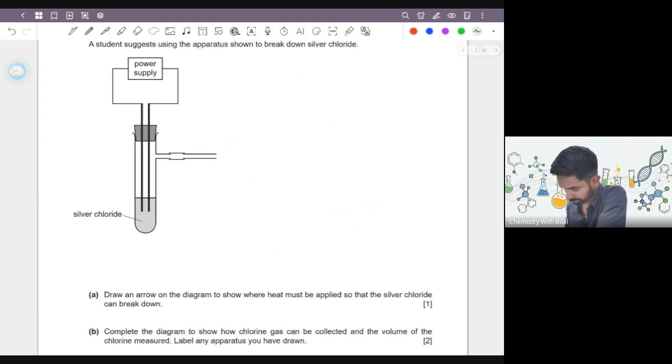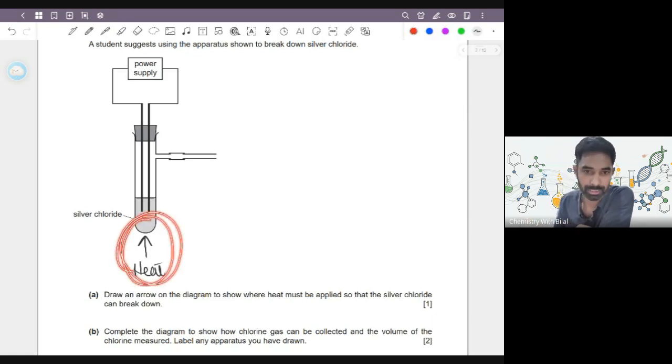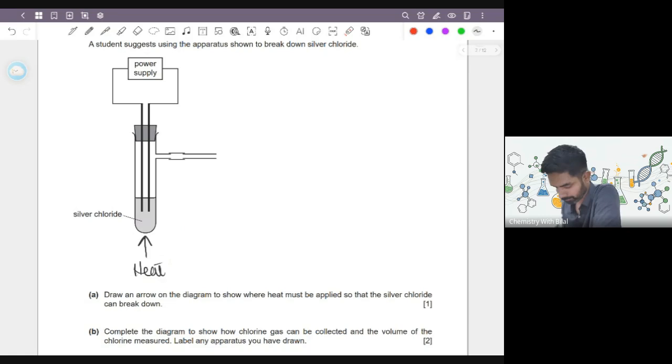Draw an arrow on the diagram to show where the heat must be supplied. So what are we heating? We are heating silver chloride. So where will we put the arrow? Write heat here. Write it or not, just put an arrow at the bottom of the test tube to show that at this point it is being heated.